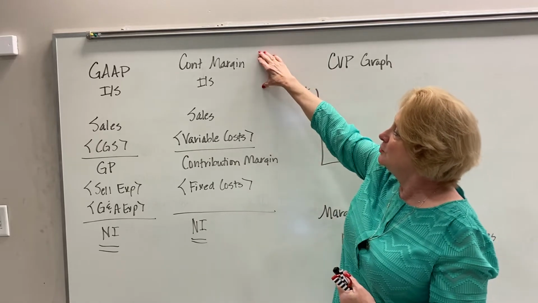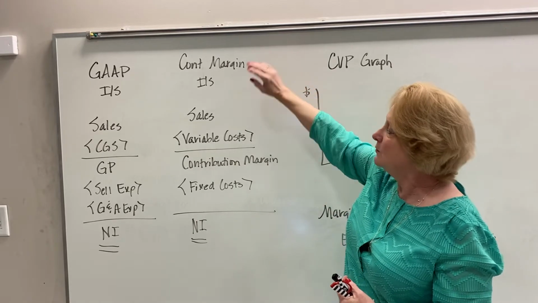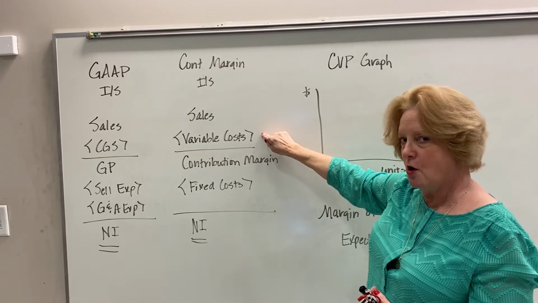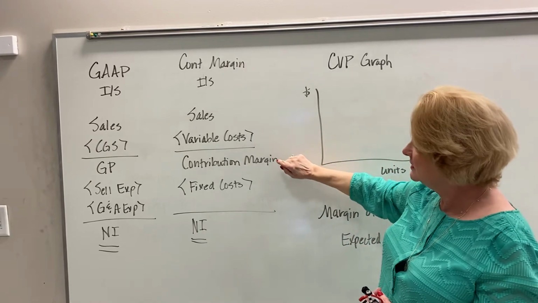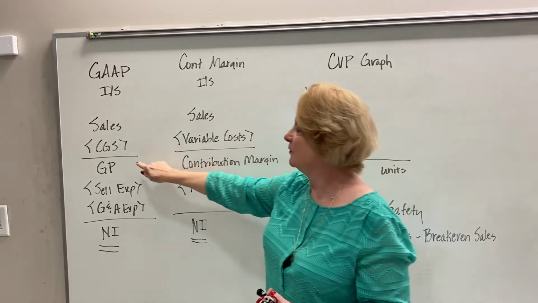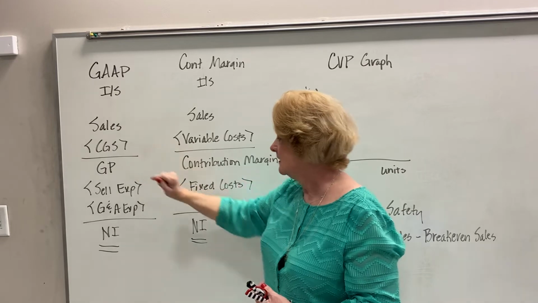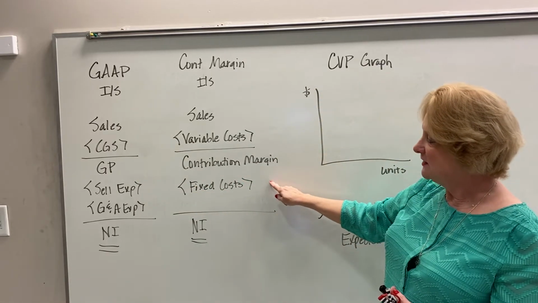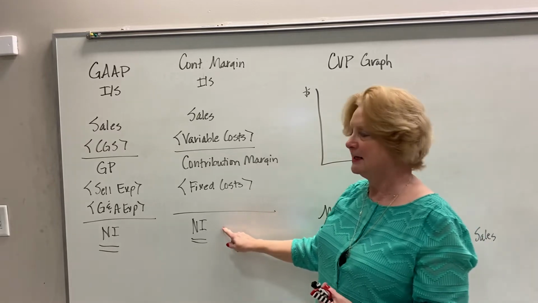Under our contribution margin income statement format, we start with sales, and then we subtract our variable cost. This gives us now what we call a contribution margin. That is different from gross profit. After we get contribution margin, we subtract fixed cost and we get net income.